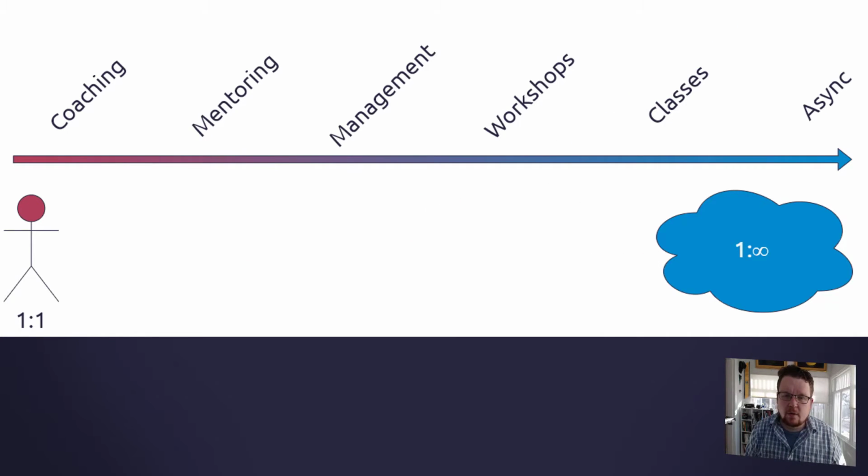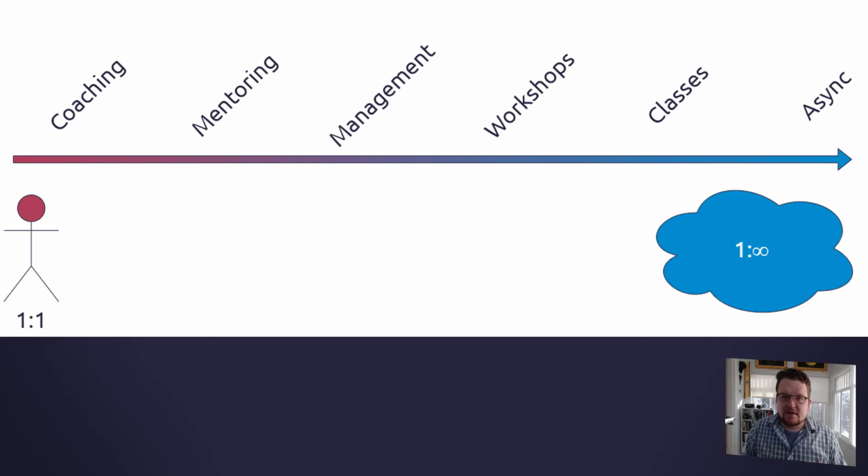Scale generally runs from one-to-one coaching and mentoring all the way up to asynchronous self-guided courses where almost an infinite number of learners can participate. Though it varies a little bit, you can generally bet that the cost of development is going to increase as we move from the left to the right on this spectrum. In other words, it takes a lot more upstart resources to get an asynchronous course going than it does just to schedule a coaching session with someone.